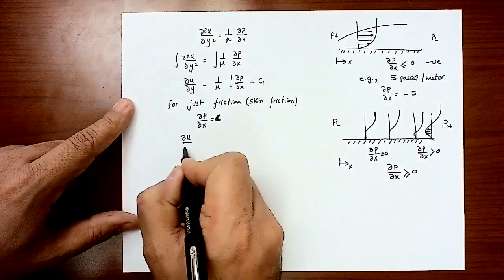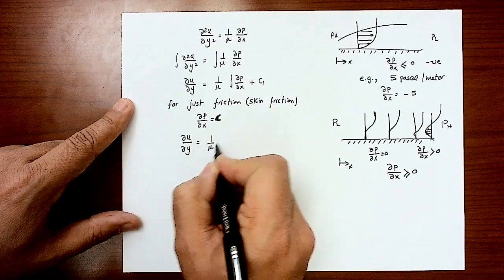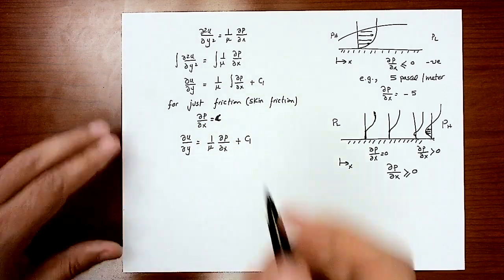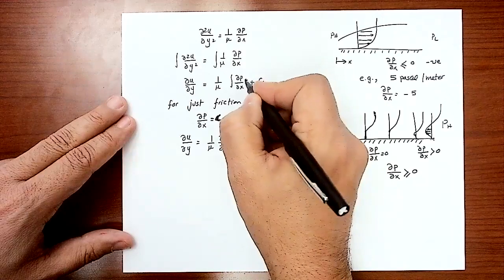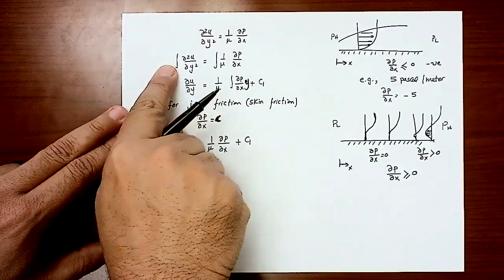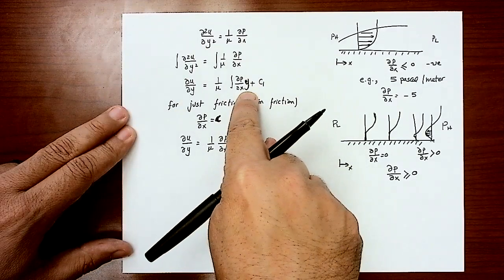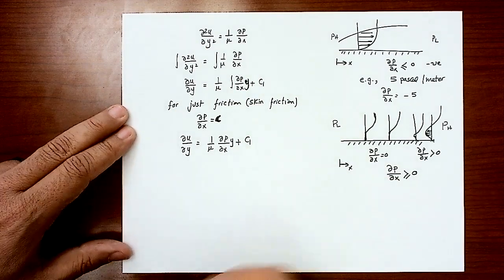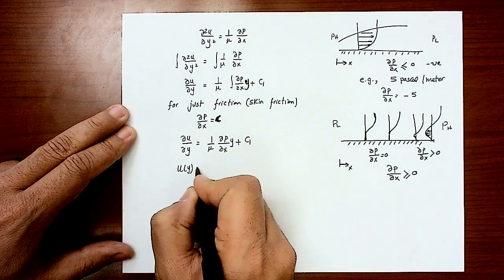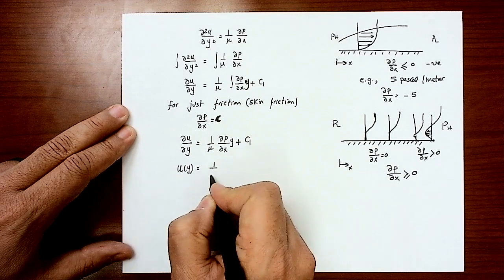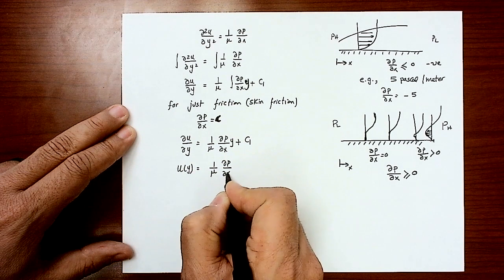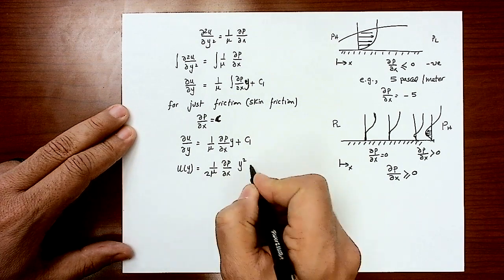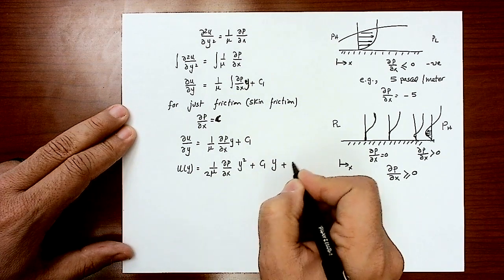So partial U by partial Y is simply 1 over mu partial P by partial X, which is constant, plus C1. Sorry, we didn't integrate yet. That's Y here, so I'm integrating the second derivative. This will give me Y. Partial P by partial X will come out, so I'm going to end up having Y here, plus C1. I will integrate for the second time. U will come out as a function of Y. It will be 1 over mu partial P by partial X, which has a constant value. Integrating Y gives Y squared over 2, plus C1 Y plus C2.